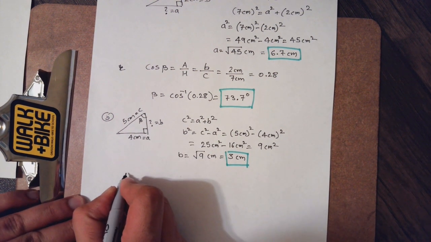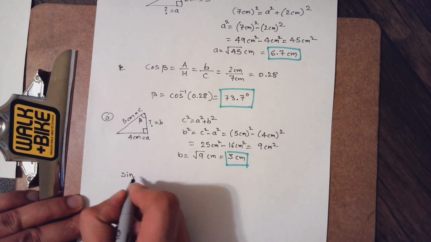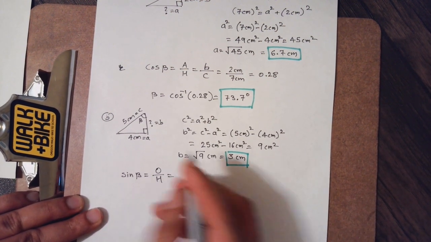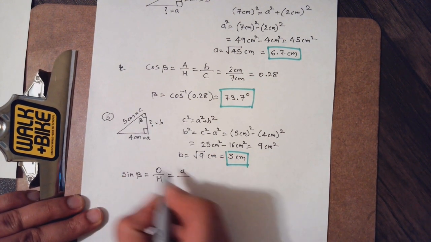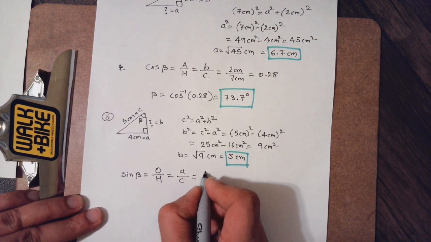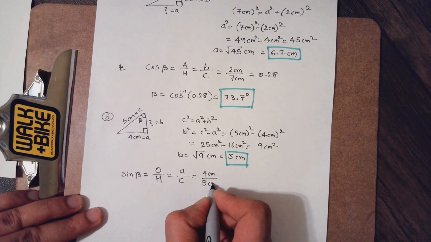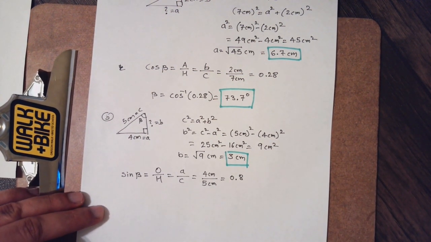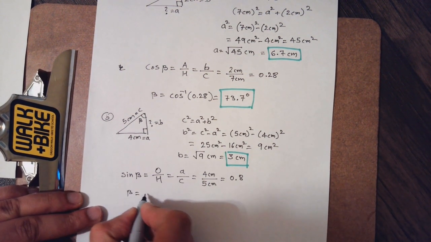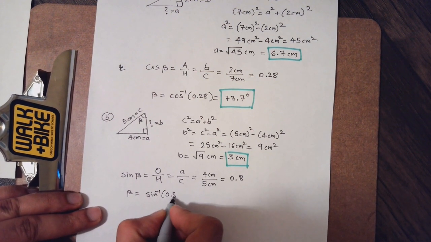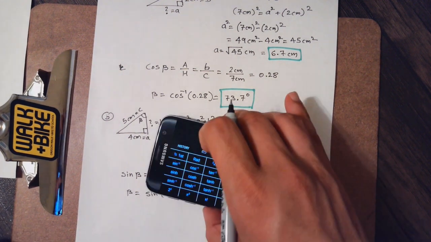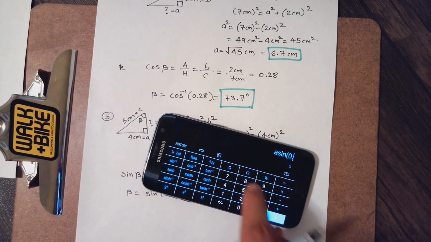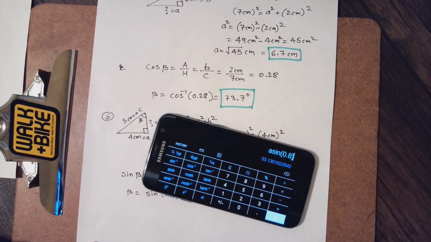Let's move along. So you can use cosine. How about let's use sine this time? So sine of beta equals opposite divided by hypotenuse. And what is the opposite of beta? It's this A. So A divided by hypotenuse C is 4 centimeter divided by 5 centimeter. What is 4 divided by 5? It's 0.8. So that means beta is the inverse sine, arcsine, of 0.8, which is 53.1 degrees.